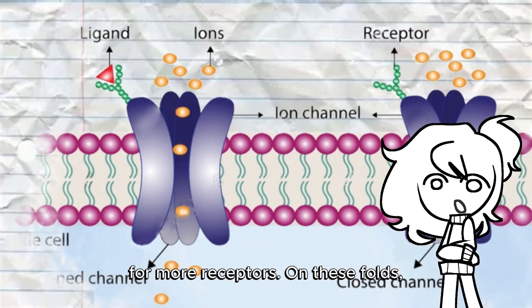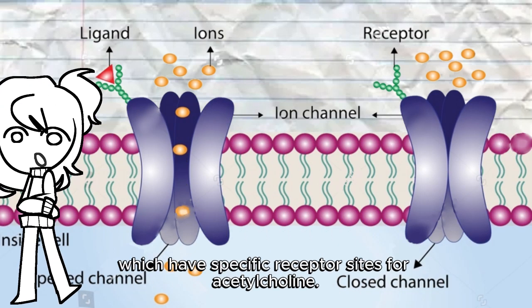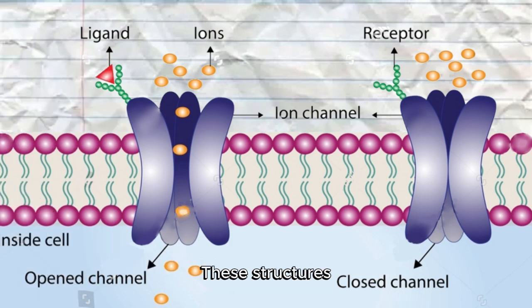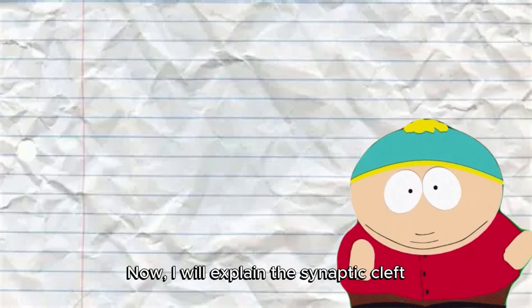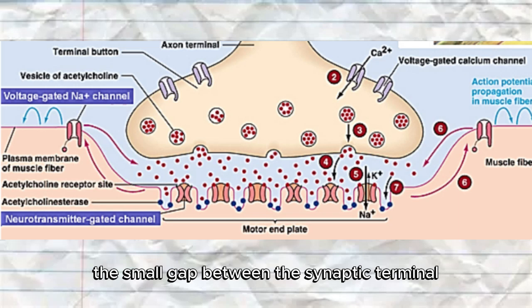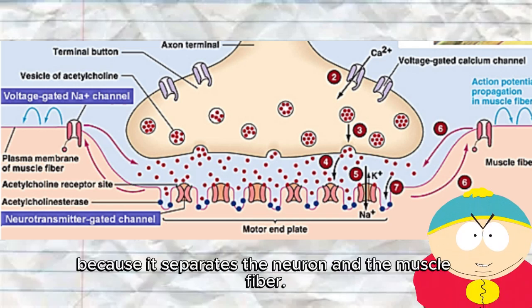On these folds, there are many ligand-gated ion channels which have specific receptor sites for acetylcholine. These structures prepare the muscle fiber to receive the signal. Now I will explain the synaptic cleft and how transmission begins. The synaptic cleft is a small gap between the synaptic terminal and the motor end plate. Even though it is very small, it is essential because it separates the neuron and the muscle fiber.